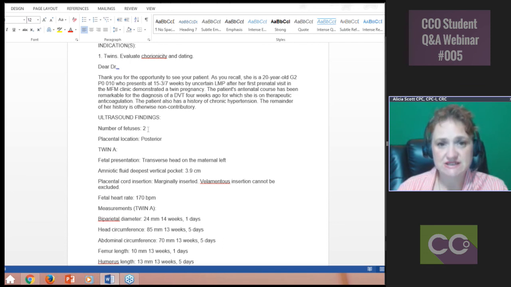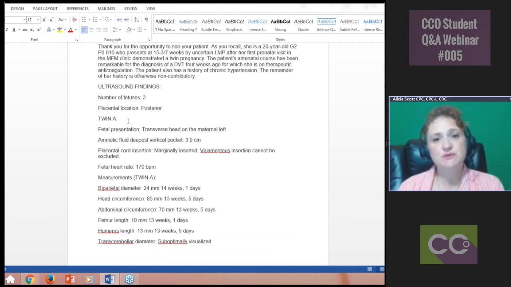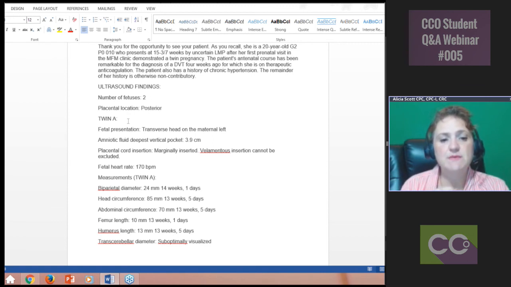There are two fetuses, okay, and the placenta location is posterior, which is very common. Twin A and twin B, and this is the way they will remain, twin A and twin B, until after the baby is born, because these are identical twins too. So they're both going to be boy or girl. Now, sometimes when you have fraternal, when two eggs come down and you have a boy and a girl, they may say twin boy, twin girl, but usually it's A and B. And if there's a third, triplets, it would be A, B, and C.